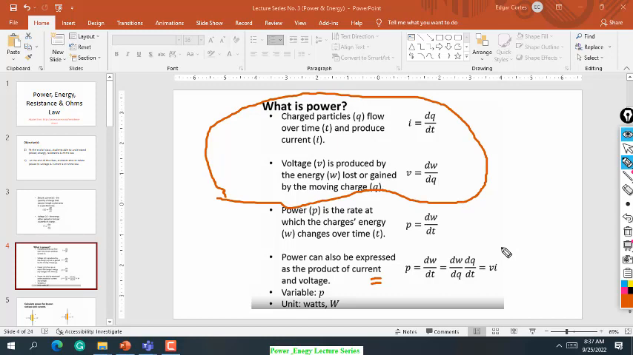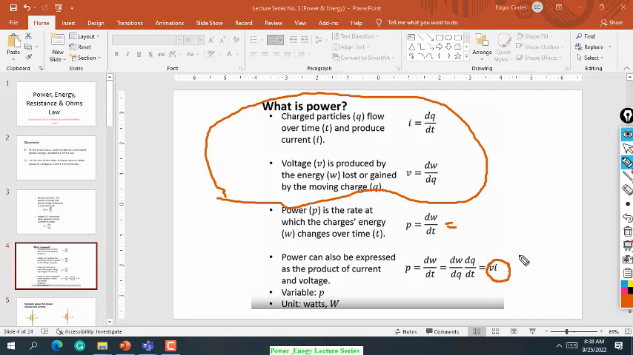If we relate power to voltage and current: power, denoted by P, is the rate at which the charge's energy, denoted by W, changes over time. Representing that statement as a formula, P equals dW over dt, the rate of energy over time. If we manipulate the equation, since power is dW over dt, we can write it as dW over dq times dq over dt, so we can derive the equation VI.